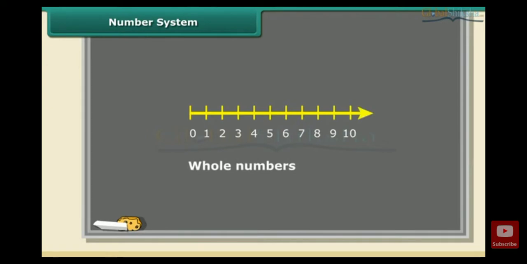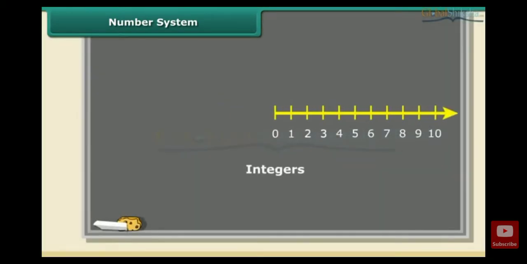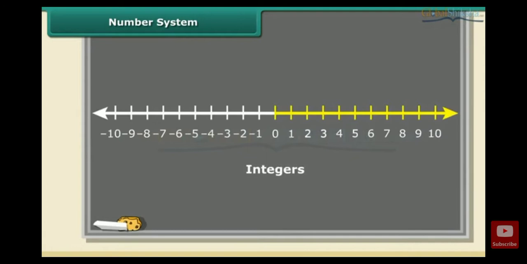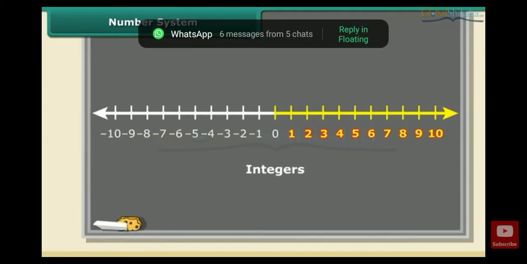Whole numbers are simply the numbers 0, 1, 2, 3, 4, 5, and so on. There are no fractions. Natural numbers are the positive whole numbers except 0. Integers are like whole numbers, but they also include negative numbers. Integers can be positive, negative, and 0.